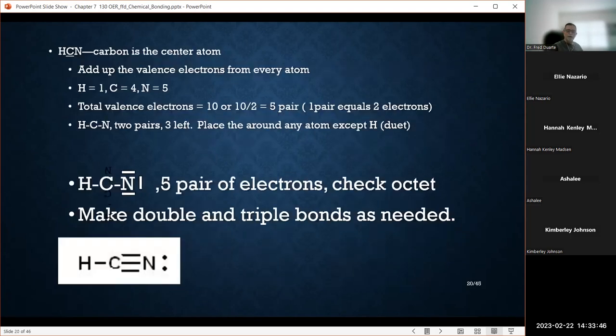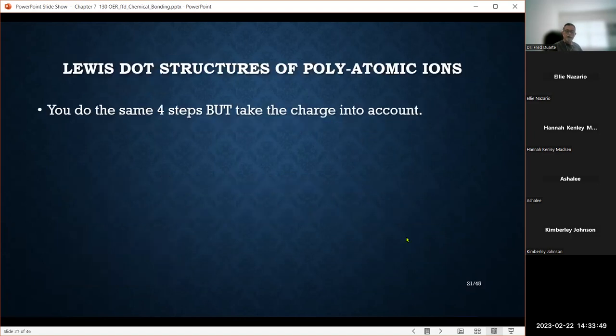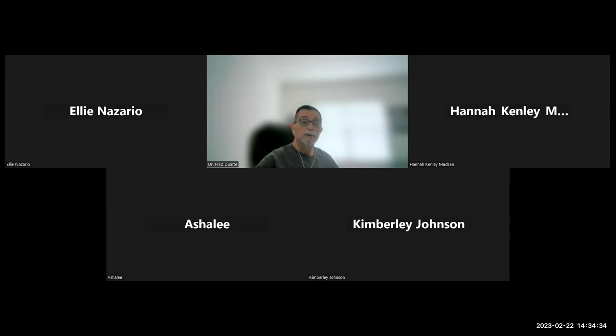Now what I'm going to do, I'm going to stop it here because the next part of Lewis dot structures has to do with what are called polyatomic ions. And I would direct you to the periodic table on the bottom left corner where you have a table called polyatomic ions. Some of them are negative charge, some are positive charge, but I will go over them in detail next week. We'll stop it here at chapter 7, slide 21. All right. Any questions?